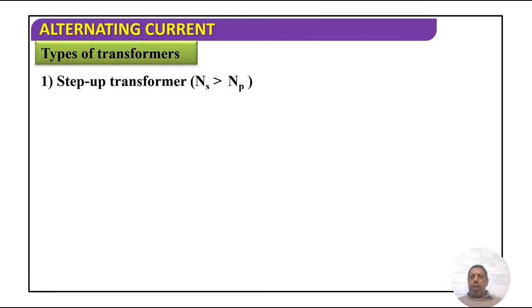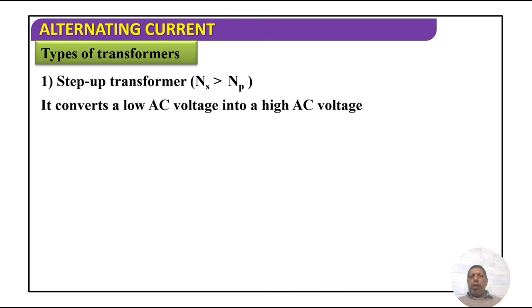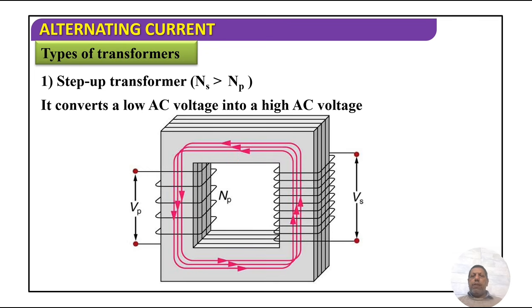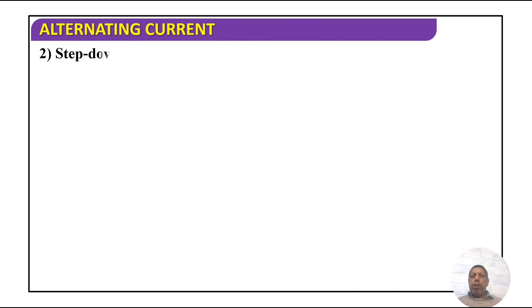A transformer in which number of turns in the secondary are more than number of turns in the primary, voltage across secondary is more than the voltage across the primary, current across the secondary is less than current across the primary. As shown in this figure, it converts low AC voltage into high AC voltage.